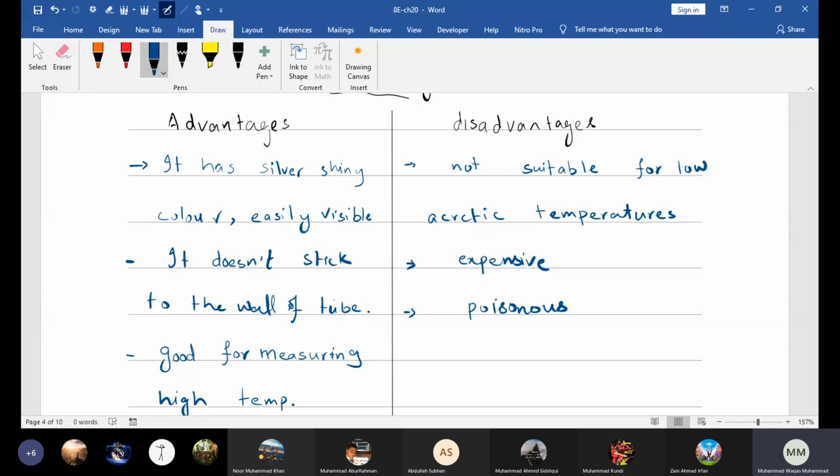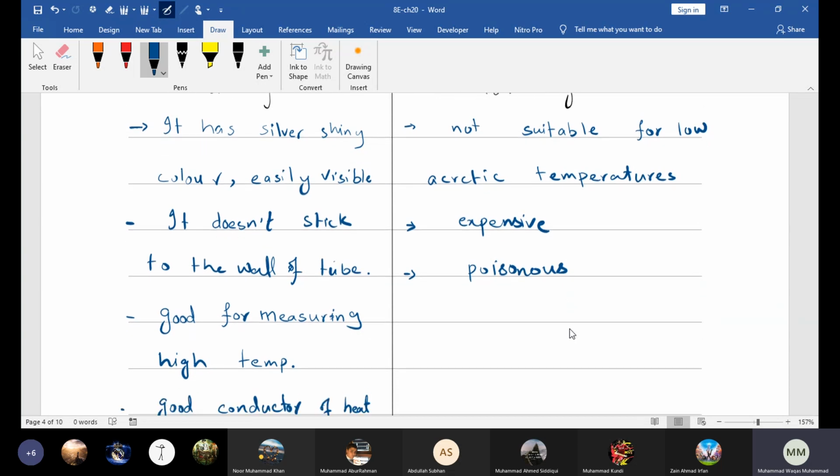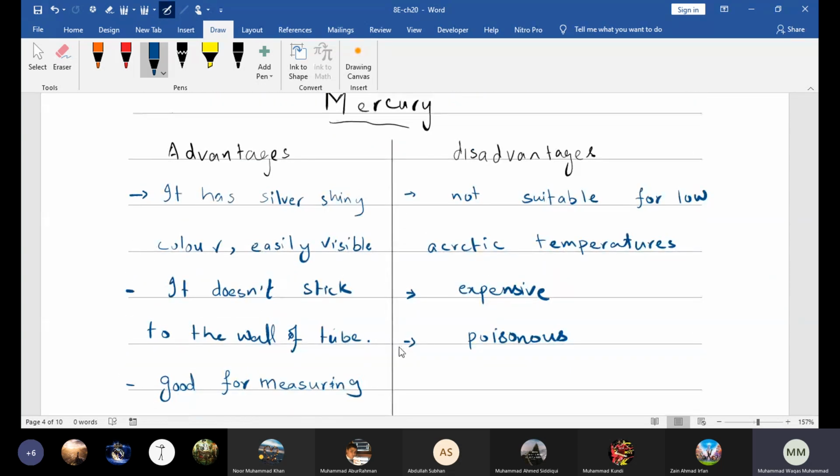Understood, beta? Clear, beta? So these are some of the advantages and disadvantages of mercury. Is that clear? Yes, sir. Clear.